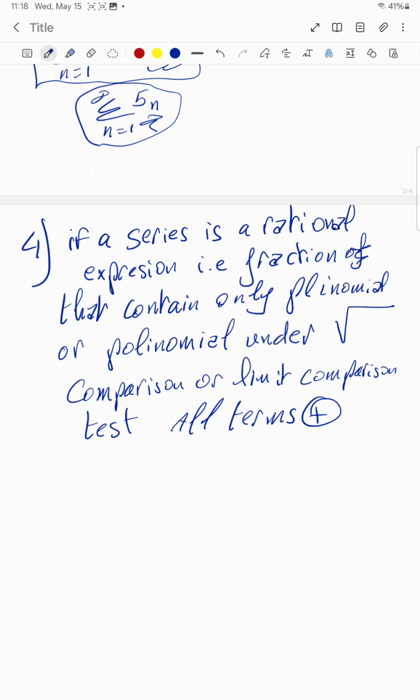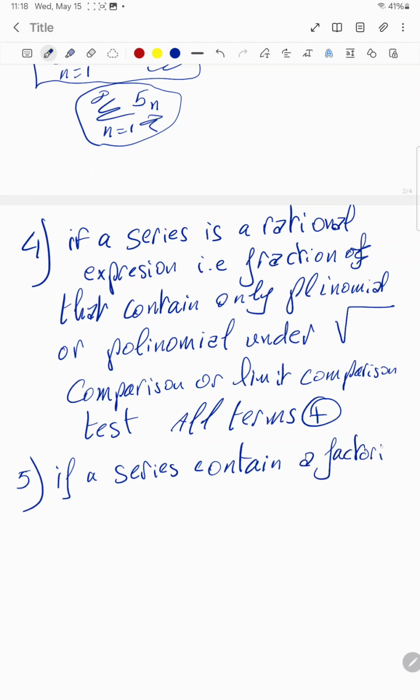Let's go to strategy number 5. If a series contains a factorial, that means, like, 3 factorial is equal to 3 times 2 times 1, or 4 factorial equals 4 times 3 times 2 times 1. So if it contains a factorial, the only test that works is the ratio test. We do a ratio test.